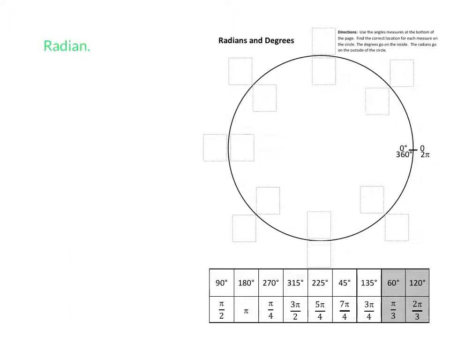Now turn to your shoulder partner and share your description of a radian. What is a radian and what did we say it equals to? Go ahead, take 30 seconds to discuss what a radian is.